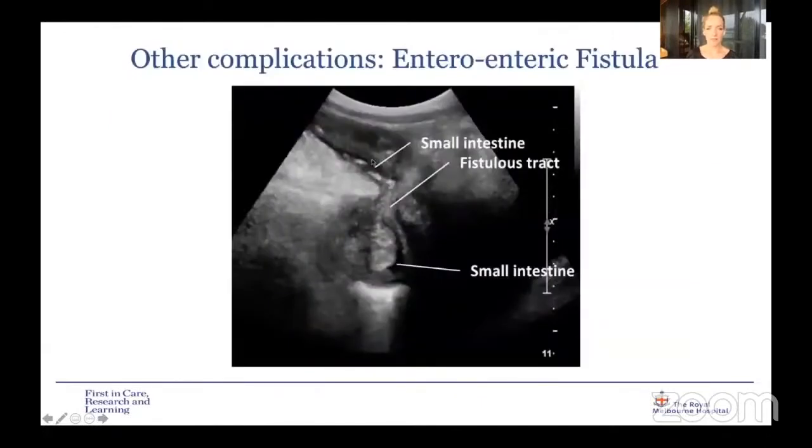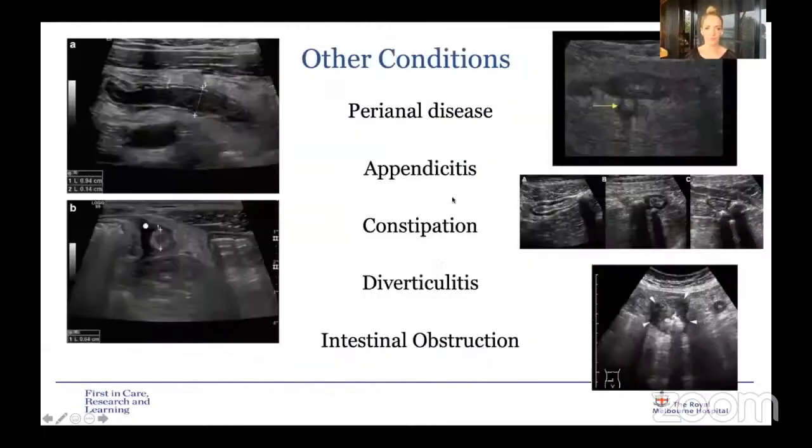This is another area where intestinal ultrasound can be great at picking up complications. This is an entero-enteric fistula. So you've got a small bowel here, another part of small bowel here, and this fistulous tract between the two. The other conditions that intestinal ultrasound is good at picking up are, as I mentioned previously, perianal disease, which is a talk unto itself, appendicitis, and constipation, so you can see stool stuck in the bowel. We've used that quite a lot in our inflammatory bowel disease patients. And it's good for picking up diverticulitis as well as intestinal obstruction.